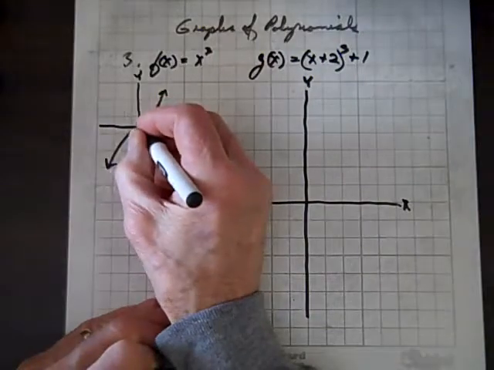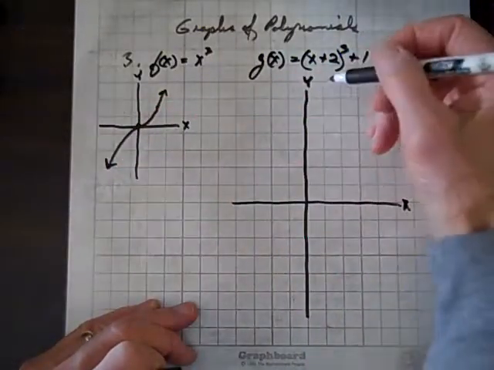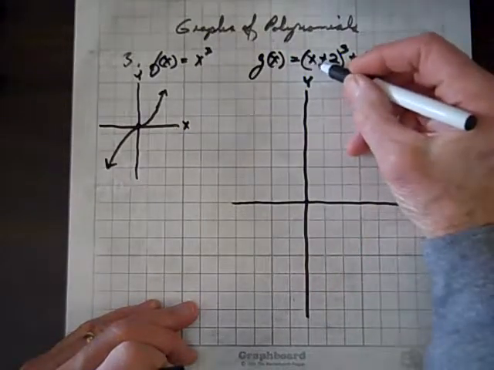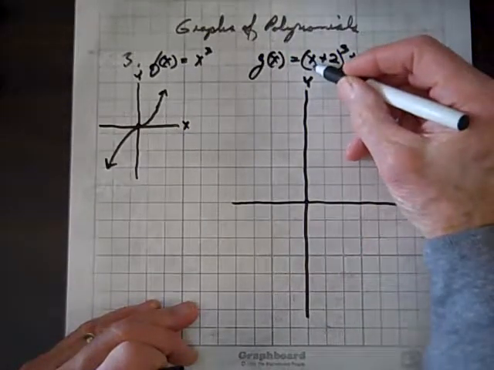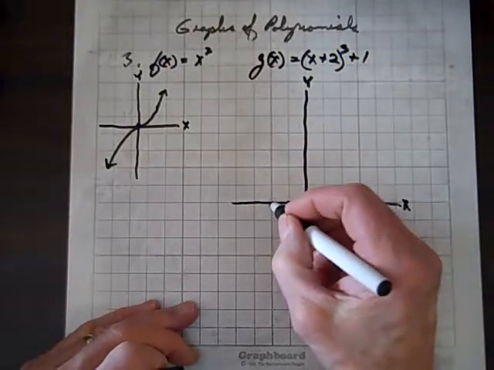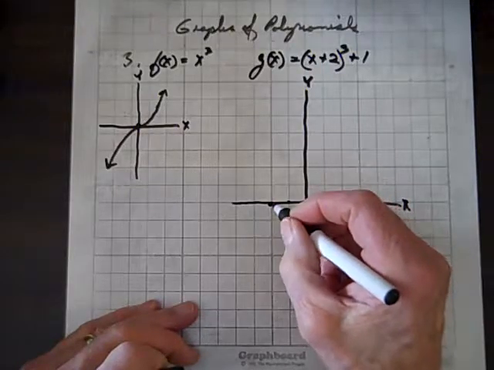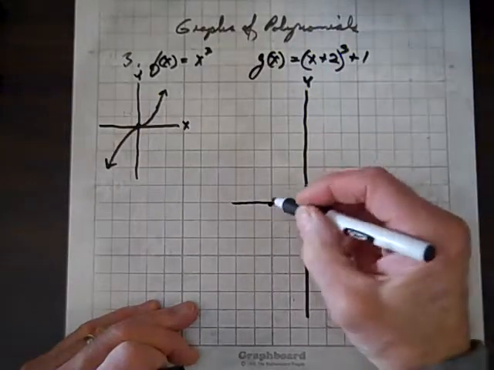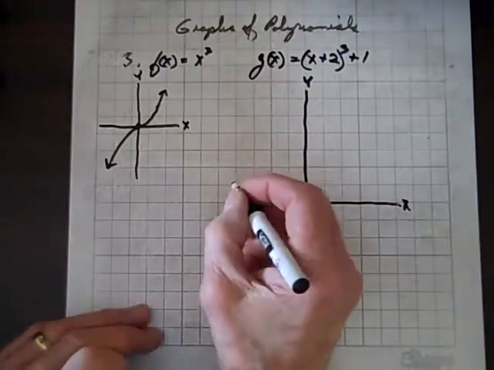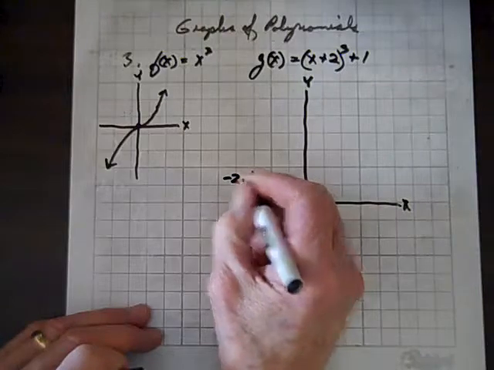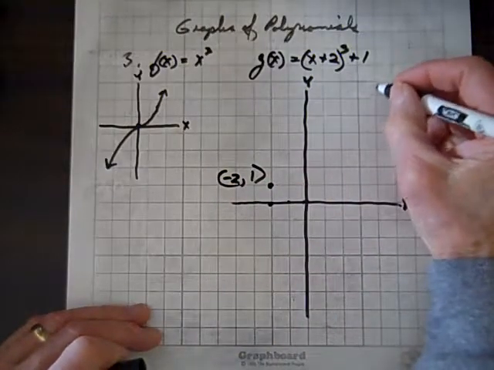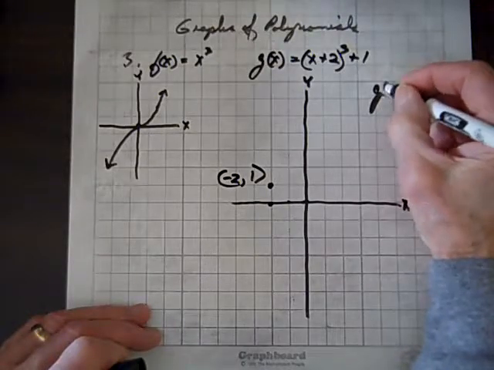So here we go. Well, we know the origin's at 0, 0. Let's do a transformation of that origin. So the 0 of this expression is negative 2, so we'll move that origin over 2 units to the left, and then this says go up 1, so we'll move it up 1. And now our vertex is at negative 2, 1. Next thing, we need to find the y-intercept. So we've got to evaluate g of 0.